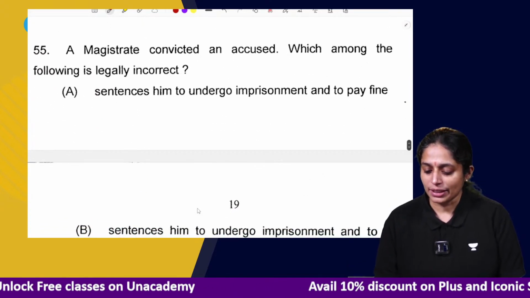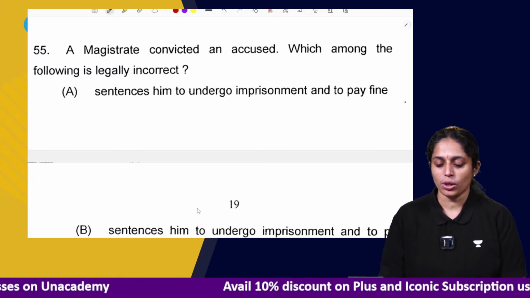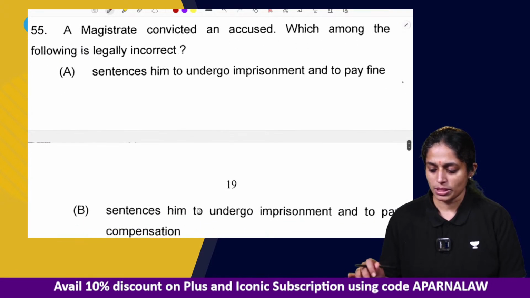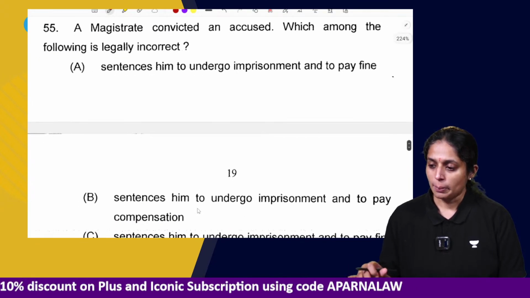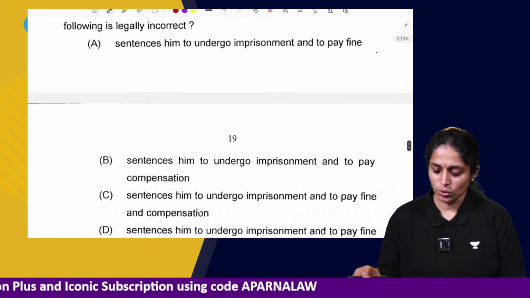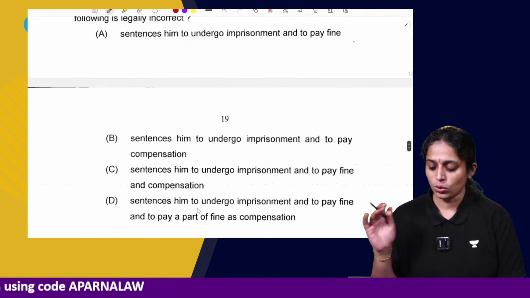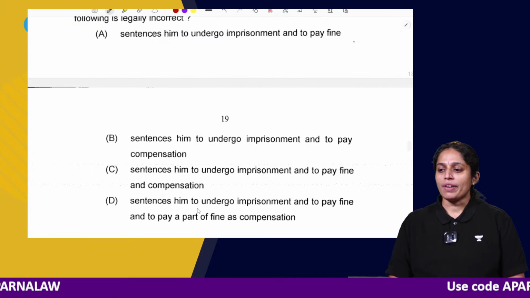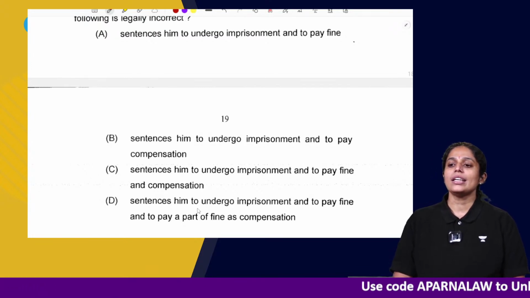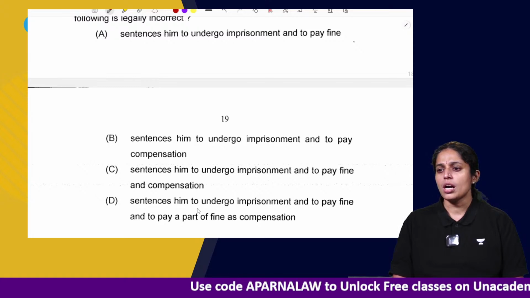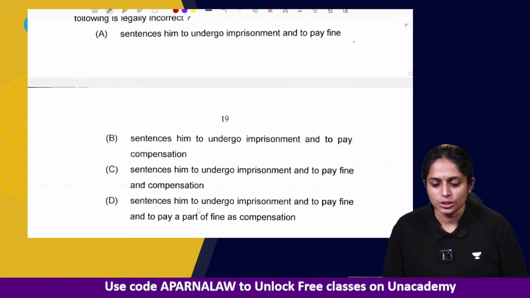55th. A magistrate convicted an accused. Which among the following is legally incorrect? A. Sentences him to undergo imprisonment and to pay fine. B. Sentences him to undergo imprisonment and to pay compensation. C. Sentences him to undergo imprisonment and to pay fine and compensation. And D. Sentences him to undergo imprisonment and to pay fine and to pay a part of fine as compensation.